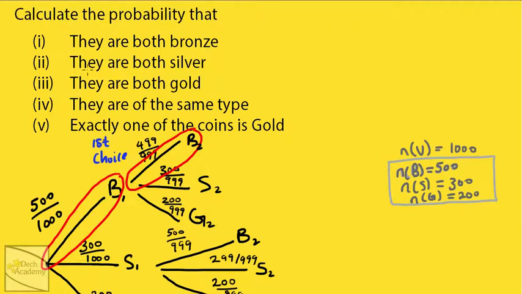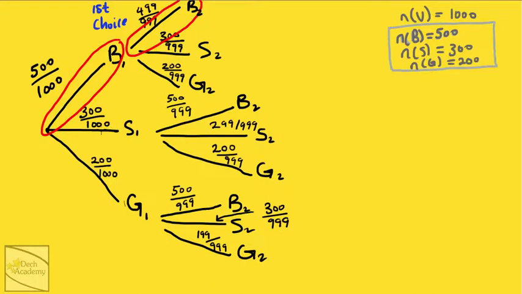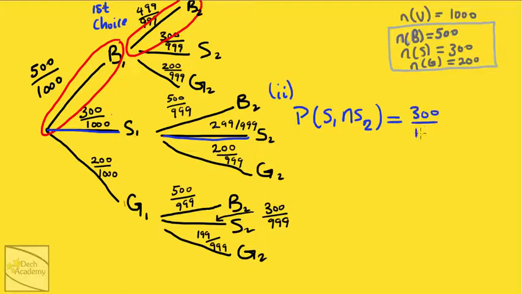In part 2, we need to find the probability that the chosen coins are both silver. So it's silver and silver. You simply multiply the probabilities: 300 over 1,000 times 299 over 999, which you can easily work out using your calculator, and that'll give you this. So that was really easy.